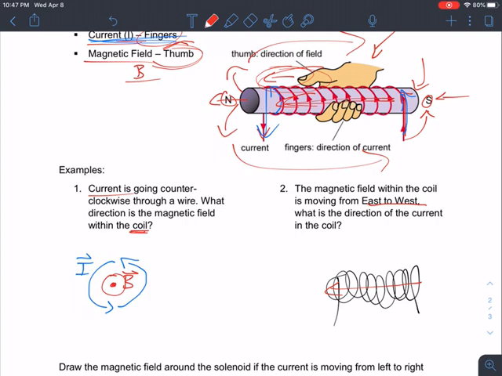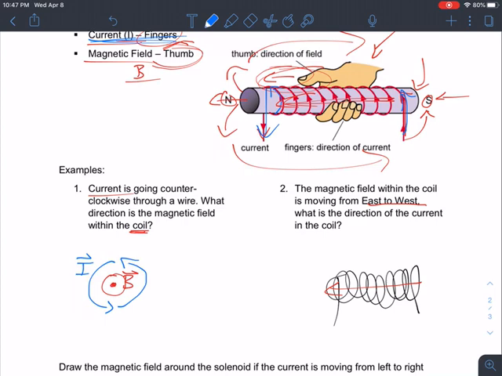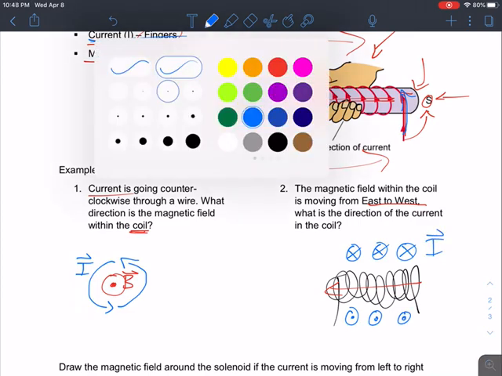What is the direction of the current in the coil? So if the magnetic field is going from east to west, that's red, that's their thumb now. What is the direction of the current? That must be, look at the way your fingers curl. They go from on top, they're going into the page up top, and on the bottom they're coming out of the page. That's your I. And so then you've got the answer.